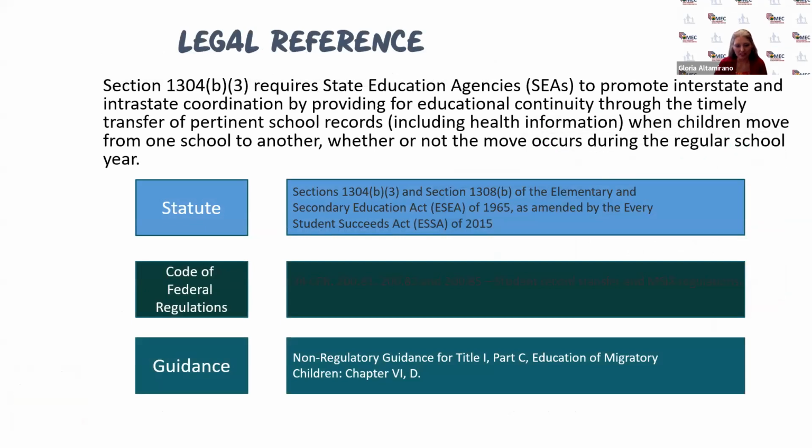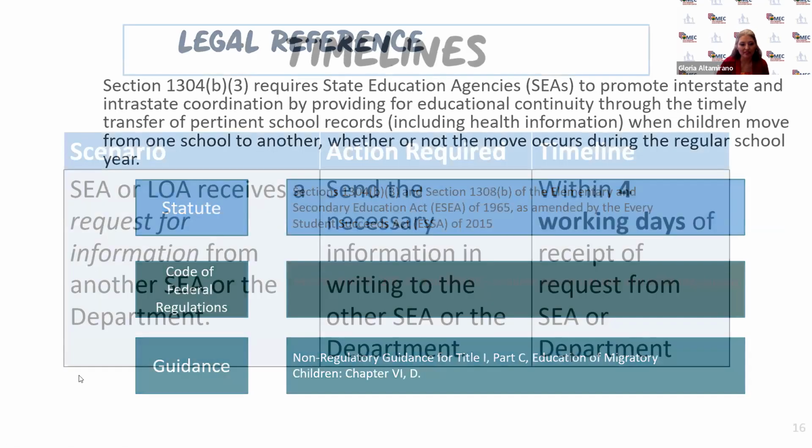Now, with any MSIX training, we always have to go over the legal references, which is the statute, the Code of Federal Regulations, and the guidance. This is what we use to kind of guide what it is that we have to do and when we need to do it, how long we need to keep our information, and the timeline, what Jessica went over previously to this. Next.